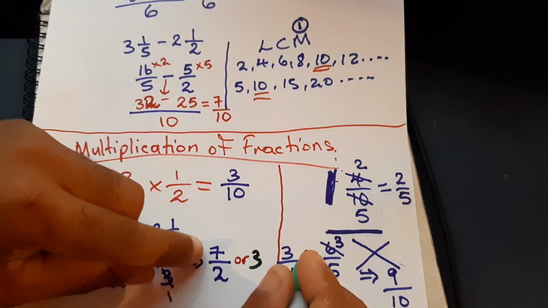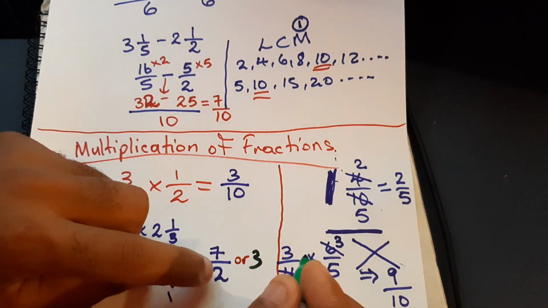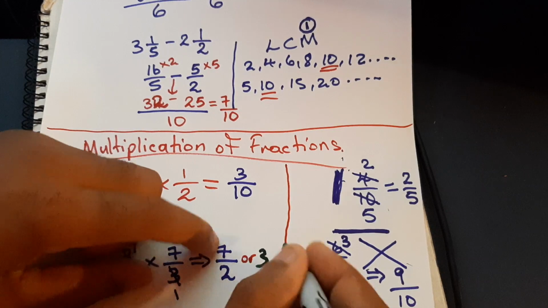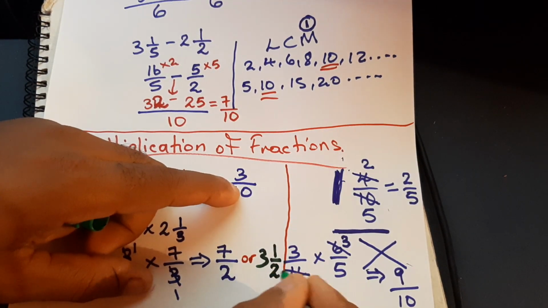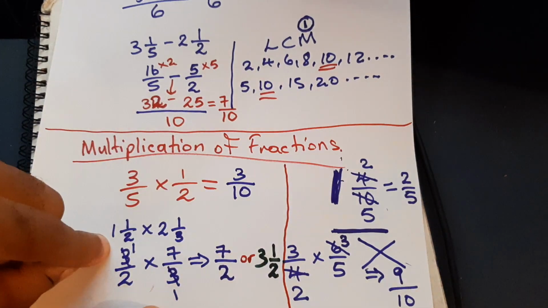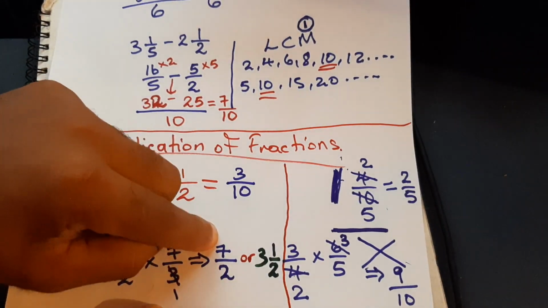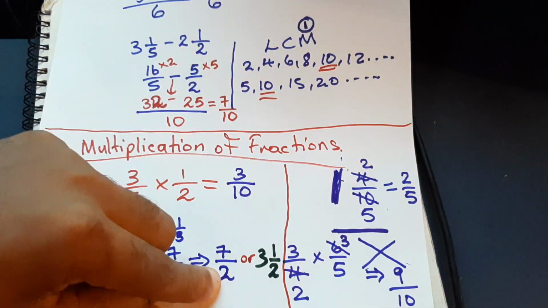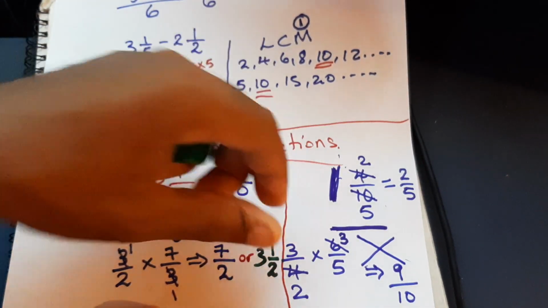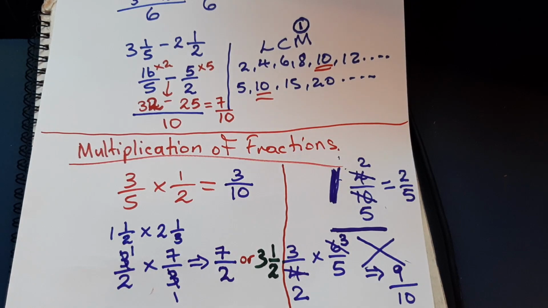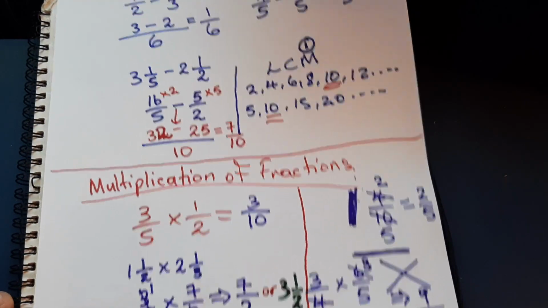Now there's a remainder. What's the remainder? 2 times 3, that's 6. So that means the remainder is 1. That 1, I'm going to put it back over the denominator. So the answer to this question can be 7/2 as an improper fraction, or 3 1/2 as a mixed number. So that would be our answer for that question.